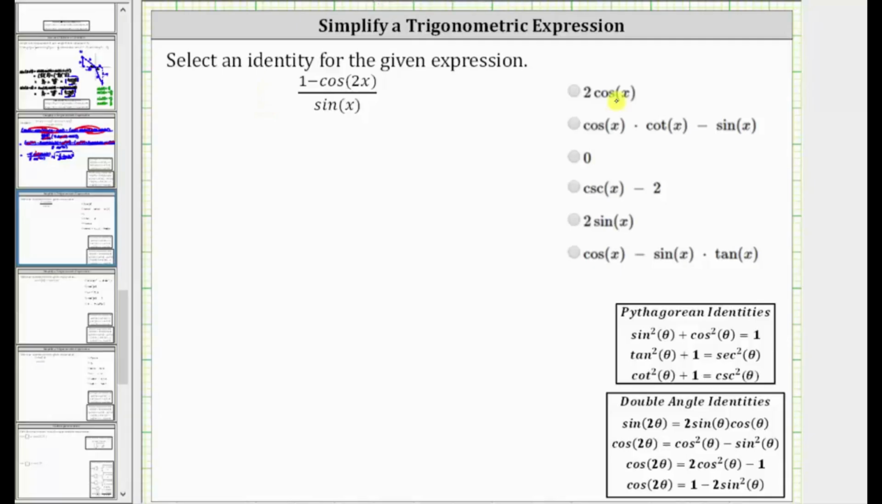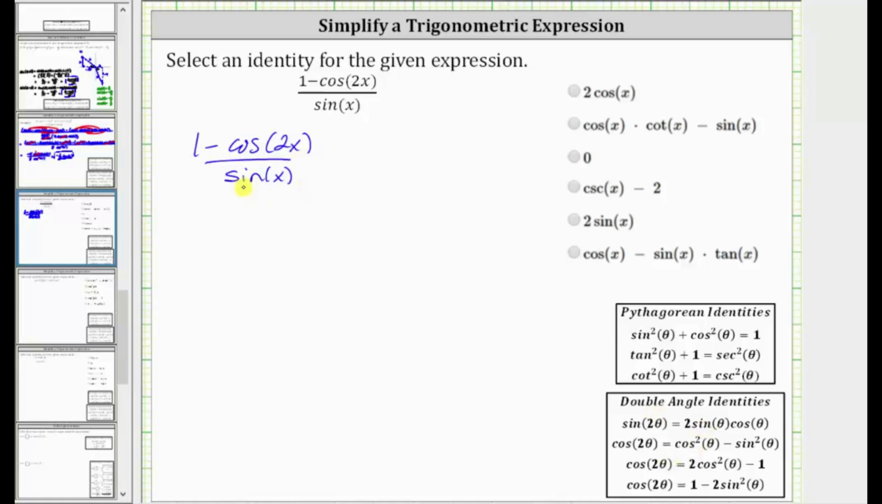Select an identity from the list on the right for the given expression. We are given the expression the quantity 1 minus cosine 2x divided by sine x. To answer this question, we will try to simplify this expression as much as possible and then see if we find a matching expression. To begin, we will perform a substitution for cosine 2x. Looking at the identities below, though, we have three choices.